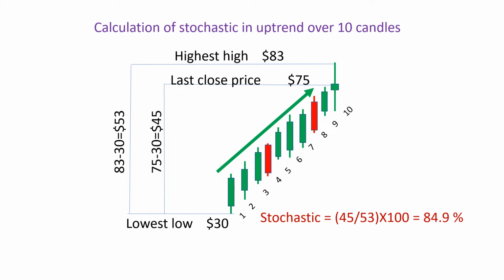So it is very easy to calculate the stochastic. The stochastic is nothing but 45 over 53 multiplied by 100. The number you get is 84.9. And since this number is between 80 and 100, for sure this number is in the overbought zone. You can see the high value of stochastic shows us that prices are very strong over the 10 candles, and the recent candles are even pushing to go higher.